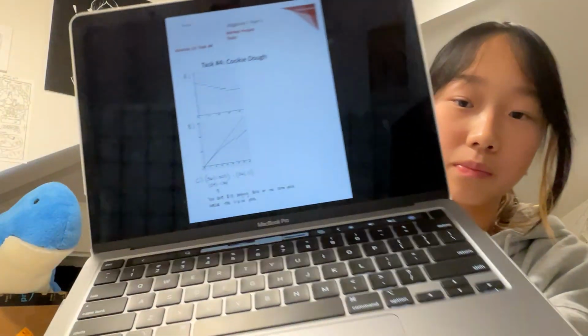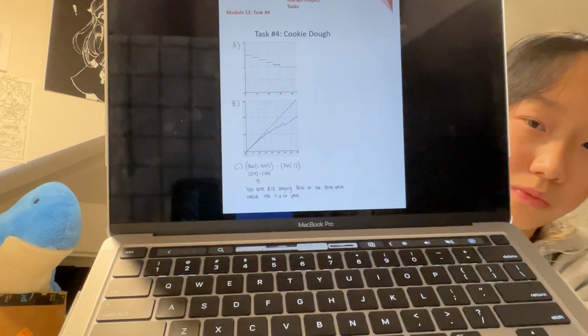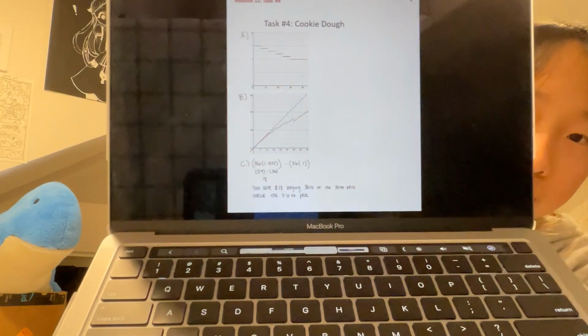For task 4, they had to make two graphs basically, based off the information they were given. And for C, they find out that we can save $18 buying 36 pounds, or you can save $18 basically.